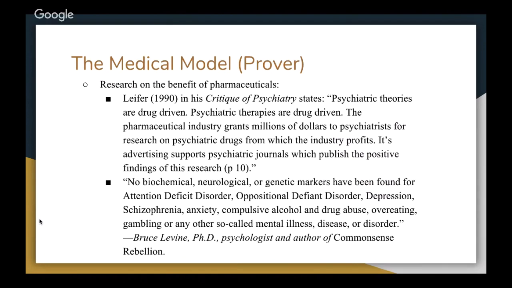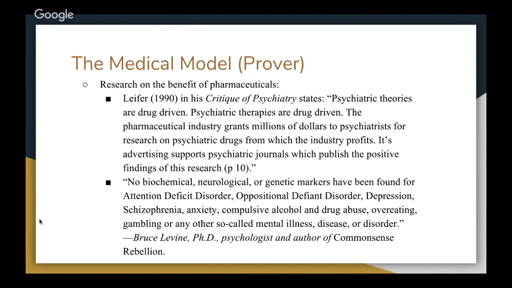In another quote from Bruce Levin, he says, no biochemical, neurological, or genetic markers have been found for attention deficit disorder, oppositional defiant disorder, depression, schizophrenia, anxiety, compulsive alcohol and drug abuse, overeating, gambling, or any other so-called mental illness, disease, or disorder.